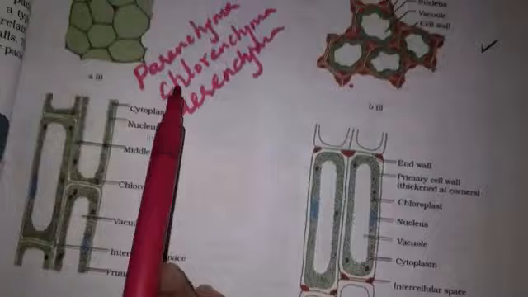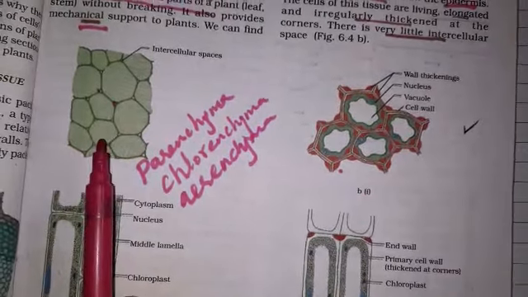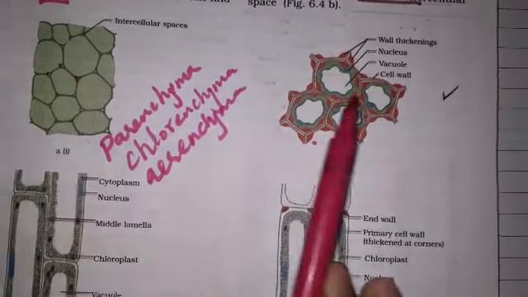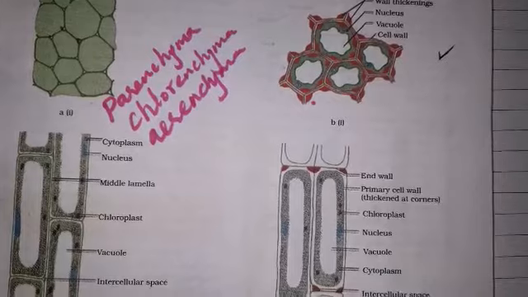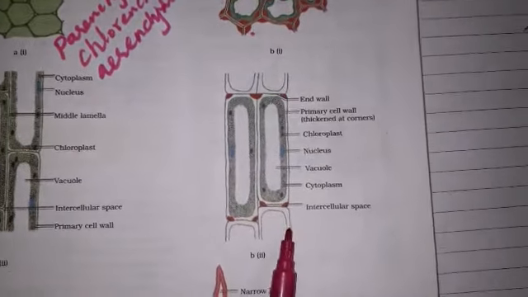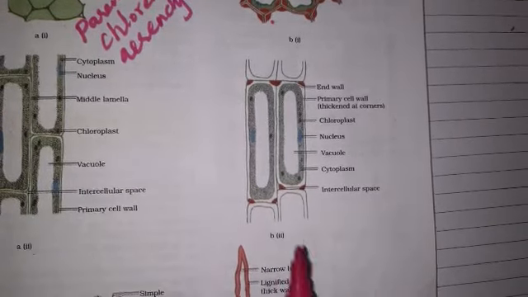So these are the pictures of parenchyma and collenchyma. These are the transverse sections and these are the longitudinal sections. See here, parenchyma, collenchyma. So what is the next topic?